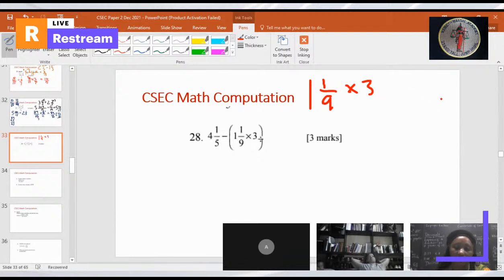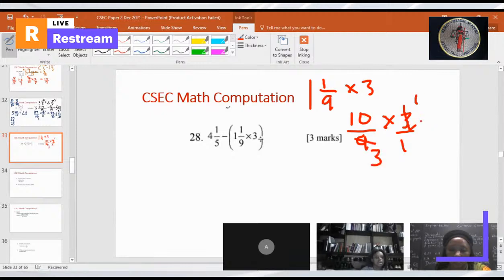So we're going to change 1 and 1 over 9 to an improper fraction to make it easier. 9 times 1 is 9 plus 1 is 10 over 9, times 3 over 1. We put 3 over 1 because it's a whole number. So we can reduce 3 and 9. 3 into itself goes 1 time and 3 into 9 goes 3 times. That gives 10 over 3, which is 3 and 1 over 3.